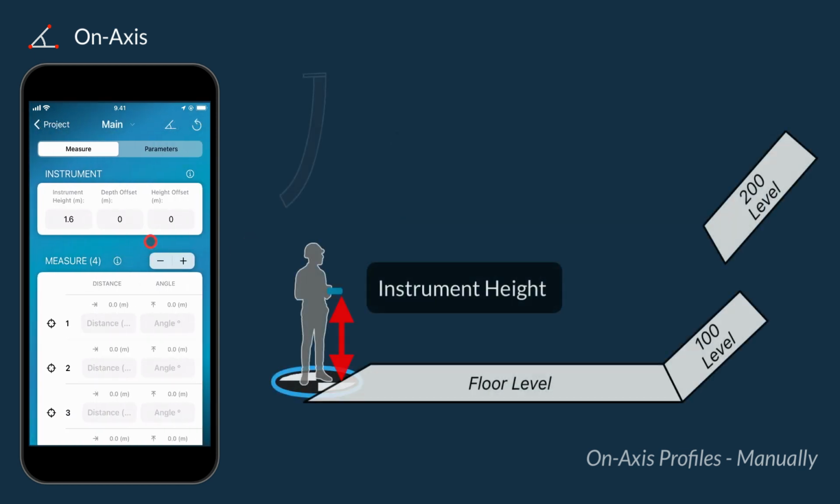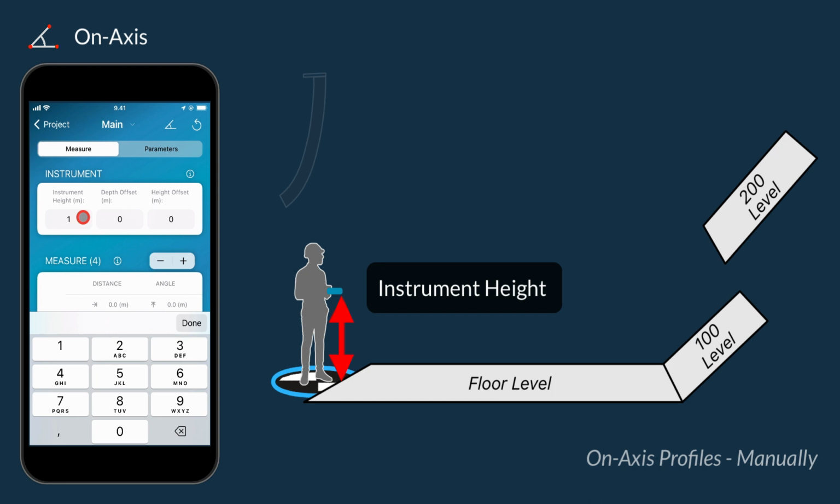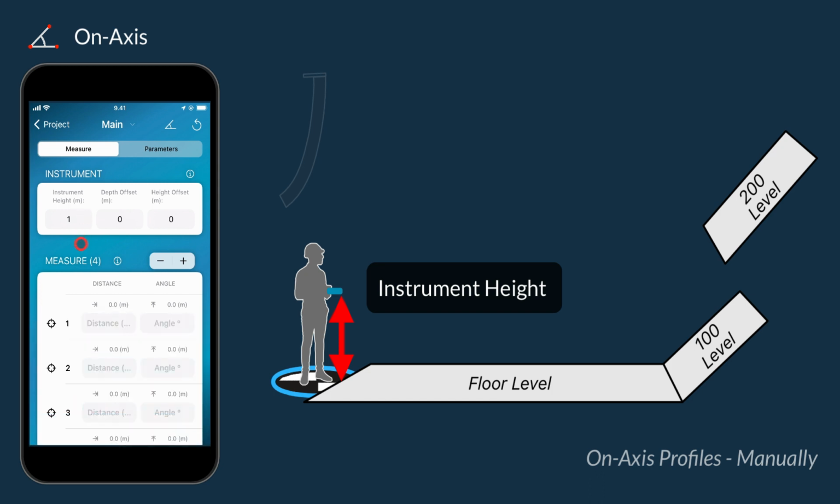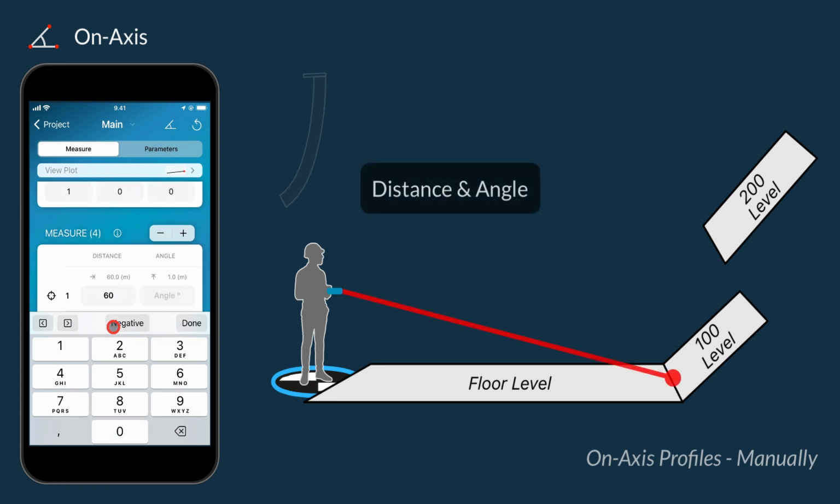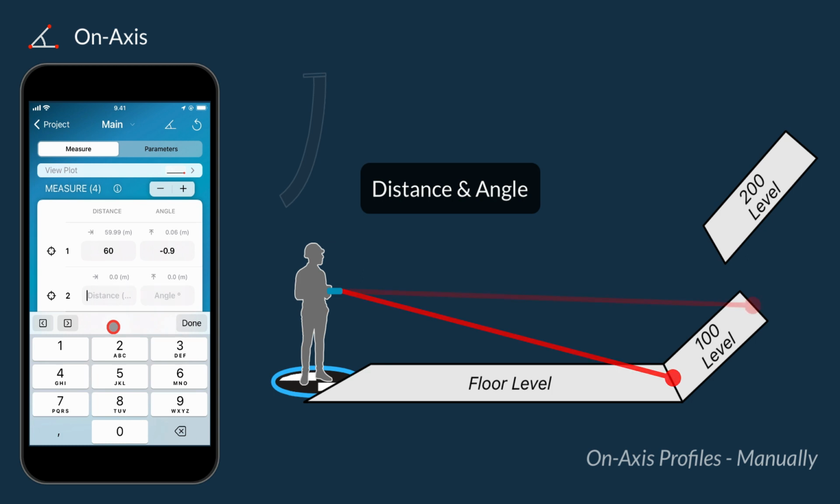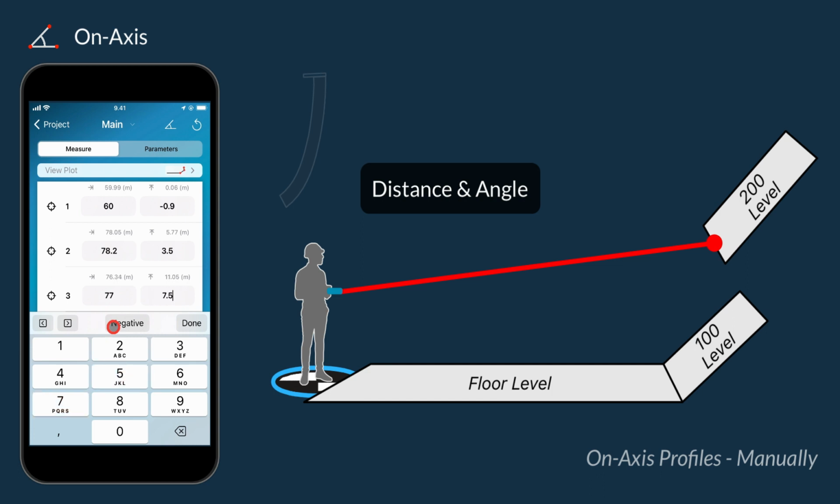The profile measurement process always starts by setting the height of the measuring tool. In this example, the laser distance meter is held at a height of 1 meter. Then, stand at the front rigging point of the speaker and start measuring the on-axis profile of the venue in the direction the speaker is pointing. 2 values are needed for each measuring point, distance and angle. Always take the measurements in order from front to back.